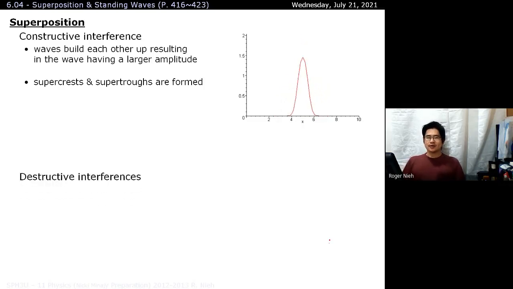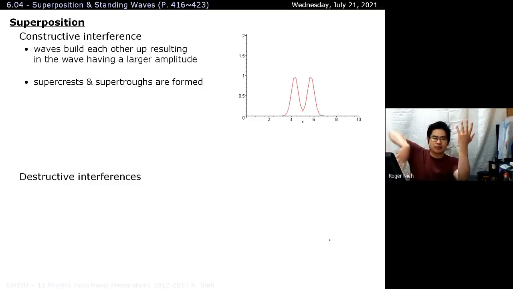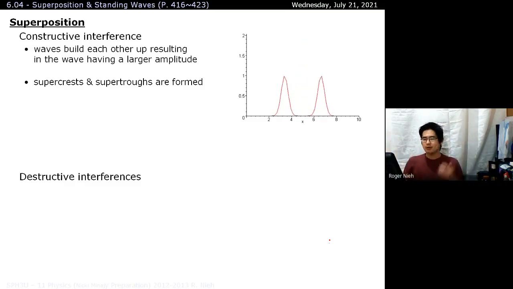Okay, so this is the outcome of what happens when you have a trough interacting with another trough, or a crest interacting with another crest. Okay, but what if they're out of phase? So you have a crest interacting with a trough and they come together. What will it look like once they're on top of each other?